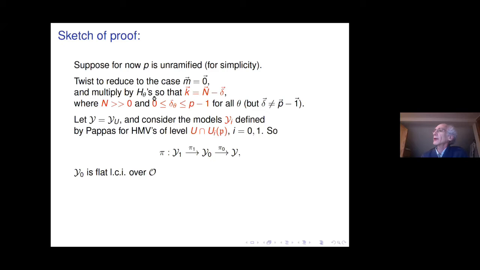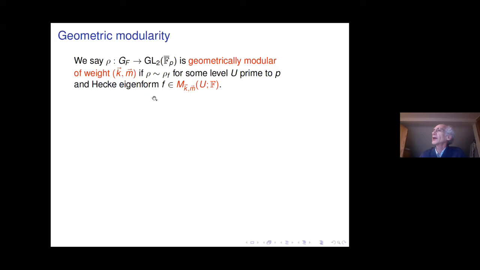So, geometric modularity. I'm going to define a notion of being geometrically modular of weight (k,m). And so we say that rho is geometrically modular of a particular weight if it arises from a mod p Hecke eigenform of that weight and some level U prime to p. And then the question is, what is the set of weights for which rho is modular?